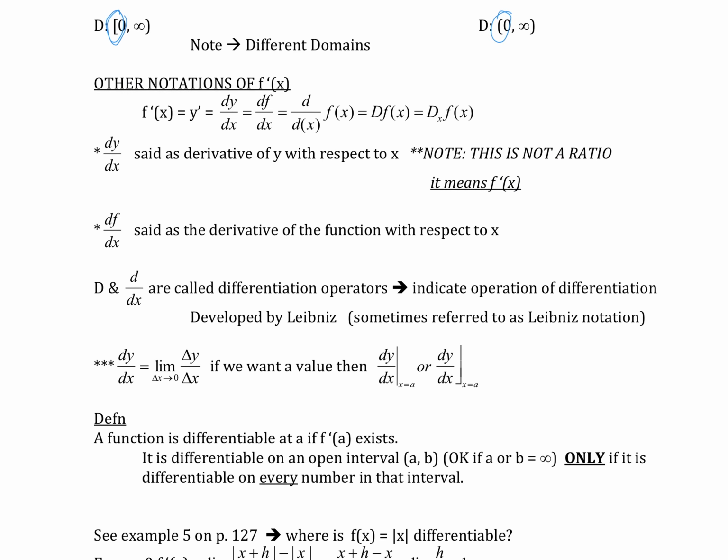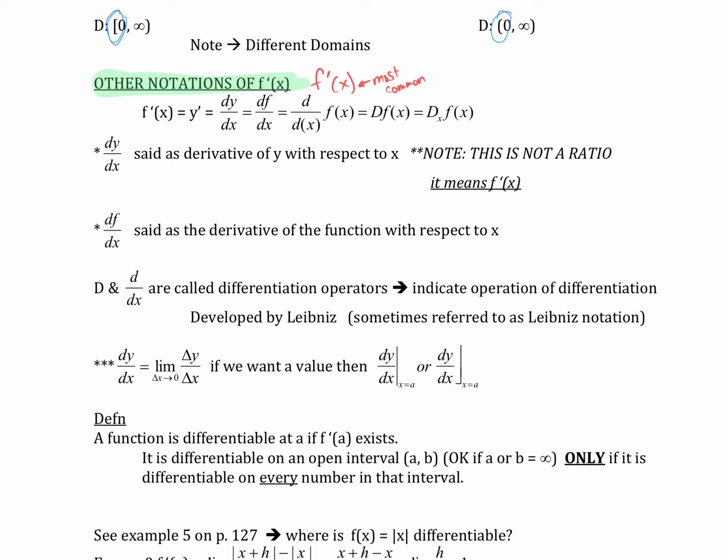Now here we go. This is big time. Let's talk about other notations of f prime of x. F prime of x is the most common notation for the derivative, right? So we have f prime of x. That's the most common, but it's not always the most useful. Let's talk about these other ones.